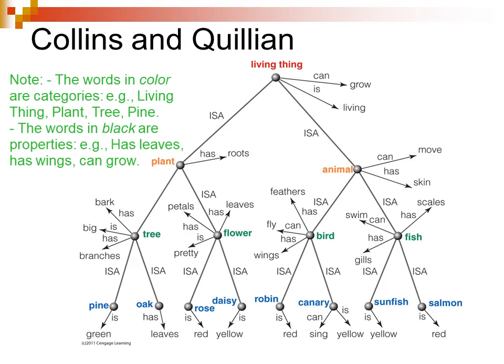And notice how cognitive economy works in the model. We store the property has roots with plants because all plants have roots, rather than storing the property with every plant we can think of, like trees and flowers and roses.